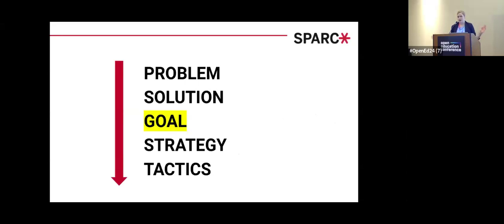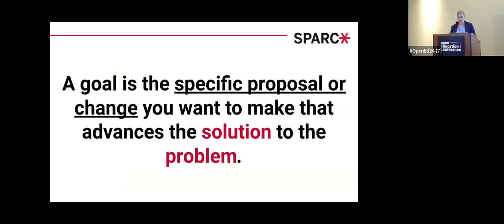Moving on to goals. We've established what the problem is, and we've established how that should be corrected. Let's set a specific goal to try and get to that reality. A goal can be defined as the specific proposal or change that you want to make that advances the solution to the problem.